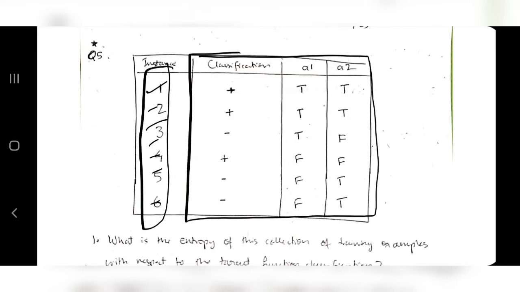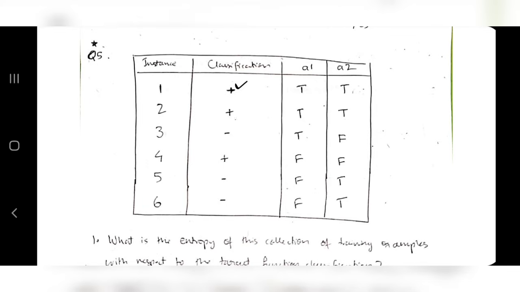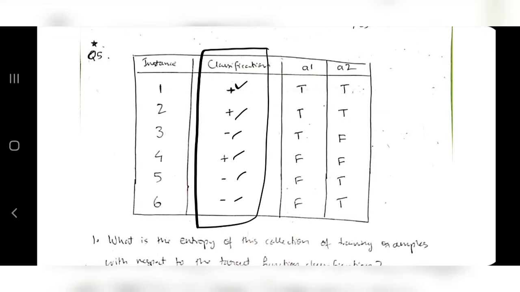This is also a previous year question paper question. Here what we have given is the same thing. Instances are given instead of days. Here the numberings are given. Just don't care about the numberings. We are concerned with classification, A1, A2. Classification is given as positive, positive, negative, positive, negative, negative. This is the target value, which you have to keep in mind.